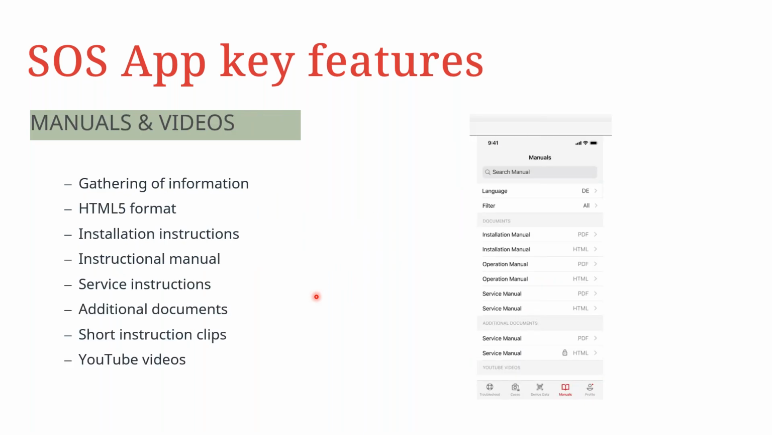Then also in SOS, we have a rich archive of materials. This includes manuals and videos. There are a lot of installation instructions and manuals, service instructions, additional documents, as well as short installation clips. And we also have a direct link from SOS to the Fronius YouTube channel. So from SOS, you can get a lot of useful information, not only for troubleshooting, but also for self-education to learn more about Fronius products and solutions.